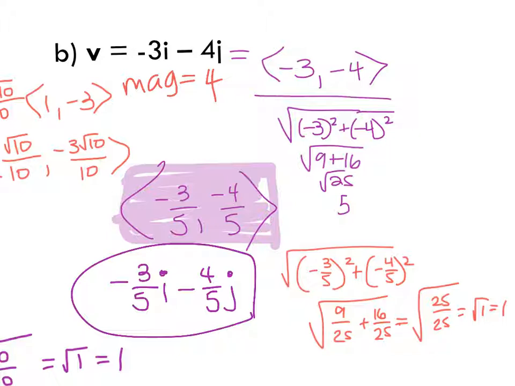So not only are you finding it in the same direction, but you're also elongating it by tripling it, or quadrupling it in this case. The answer is this one? Yeah, in the ij format.